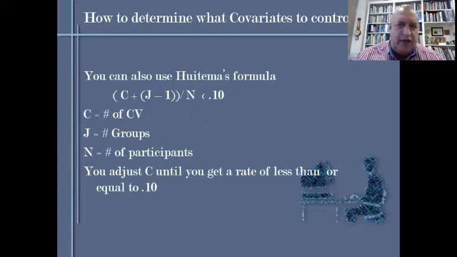Well, as your textbook shows you, you can use Wheatman's formula, and that's where you have C plus J minus 1 divided by N, and it should be less than or equal to 0.10. Here C is equal to the number of control variables, J is the number of groups, and N is the number of participants. And you adjust C until you get a rate of less than or equal to 0.10.